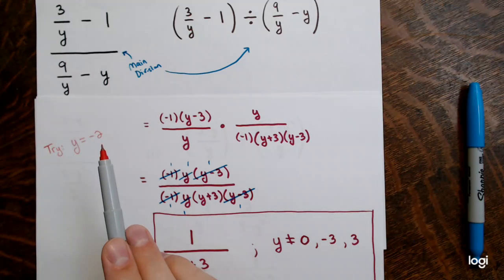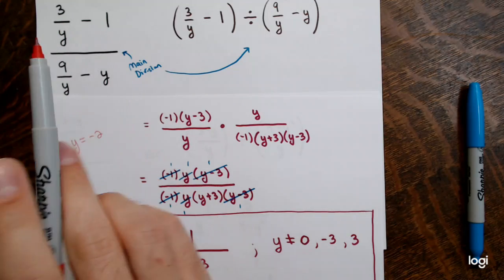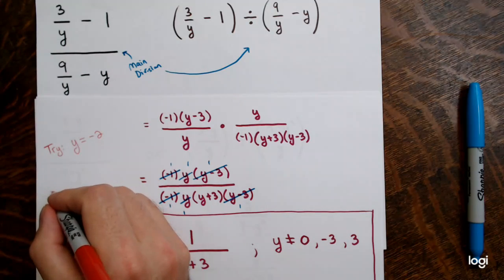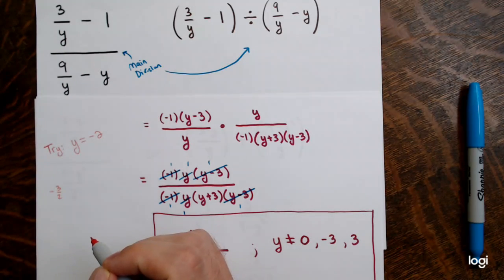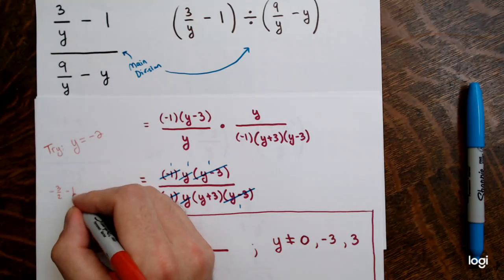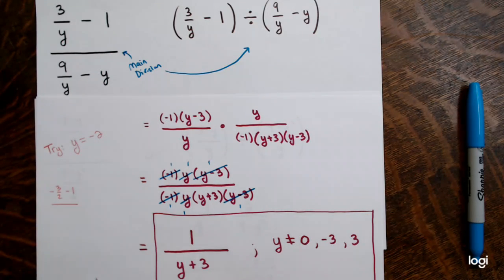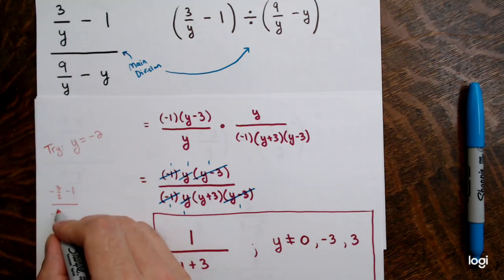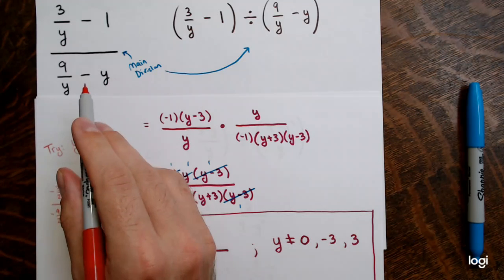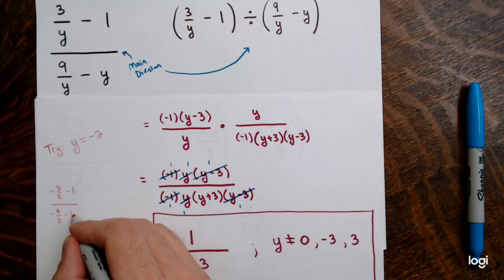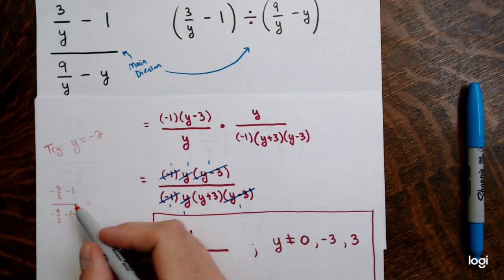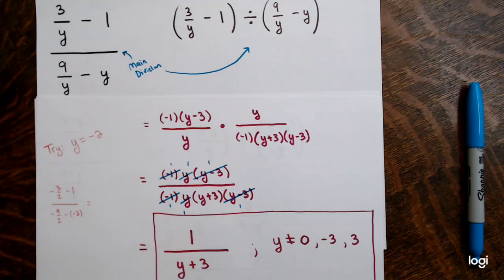If y were negative 2, let's go back up to this original expression. You'd have 3 divided by negative 2, which would be negative 3 halves, then minus 1 in the numerator, and then division, and in the denominator you'd have 9 divided by negative 2, so negative 9 halves, and then minus negative 2. Again, replacing all the y's with negative 2. And then this is just like my first example in the video, right? I have a complex fraction.